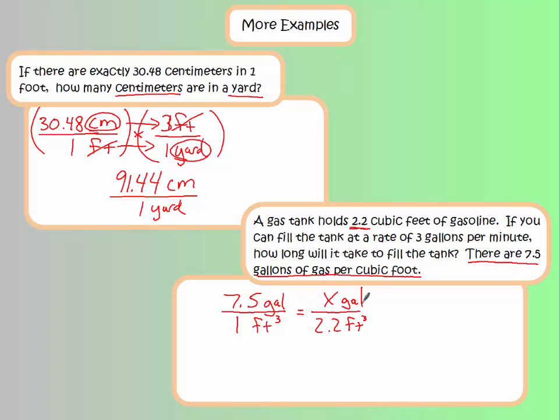See the difference between this one and the last one? I have not been making any conversions yet. I'm just looking for the amount of gallons per cubic foot right now. So once again, I can use cross multiplication if I want, and I end up getting X, as in gallons, to be 16.5 gallons. Okay, so I did 1x, and I did 2.2 times 7.5. That got me 16.5 gallons. So that's how many gallons are in the gas tank total.